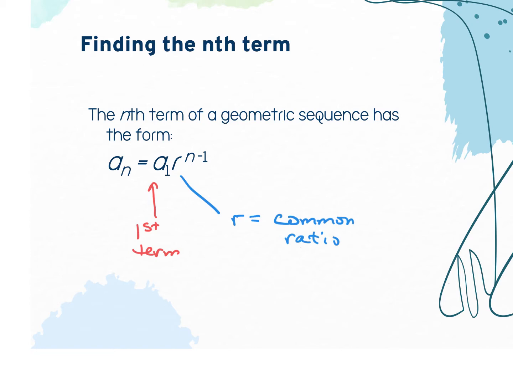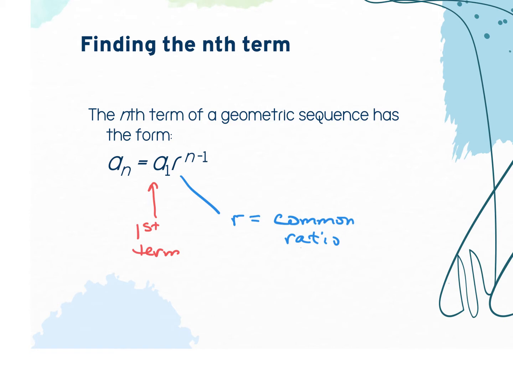If it looks like it's dividing, then what we're going to be multiplying by is a fraction. So if it looks like divide by 2, it's really multiply by a half. So the common ratio is always what you would be multiplying by.